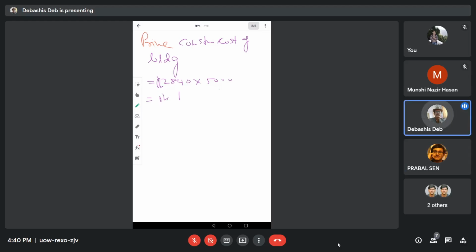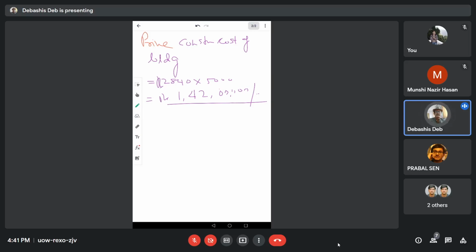That means 1 crore 42 lakhs. Yes, this much. Prime construction cost is the cost if I am going to construct a new building. But the building is very old. And specifically, it is mentioned in the problem, allowing 10% old materials value only for the building.